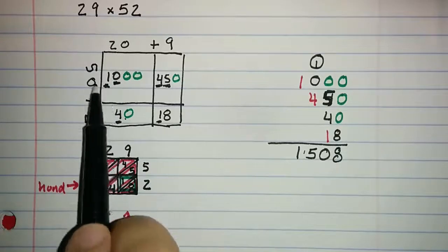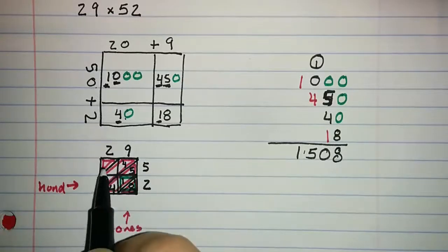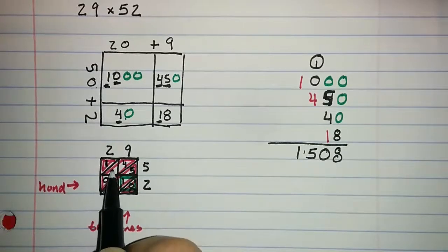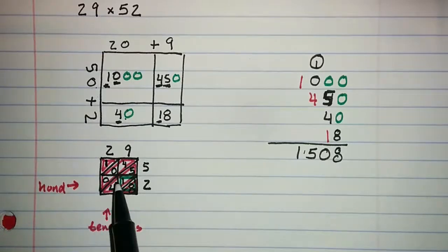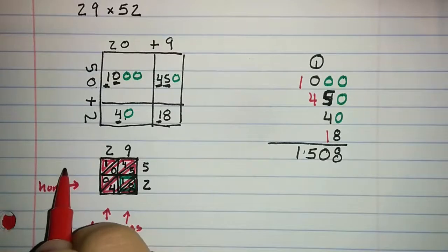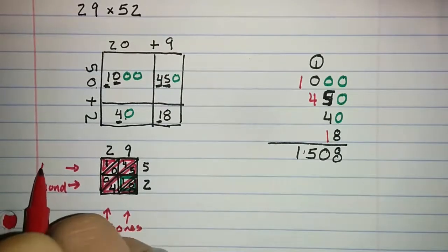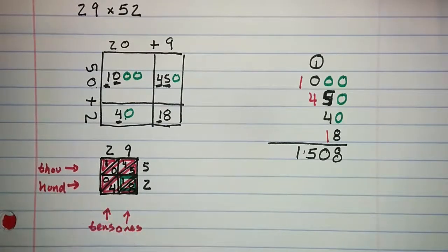And finally, 5 times 2 was 10. I'll write the 1 up here, the 0 down here. This is still the hundreds place, and then this top diagonal corresponds to the thousands place.